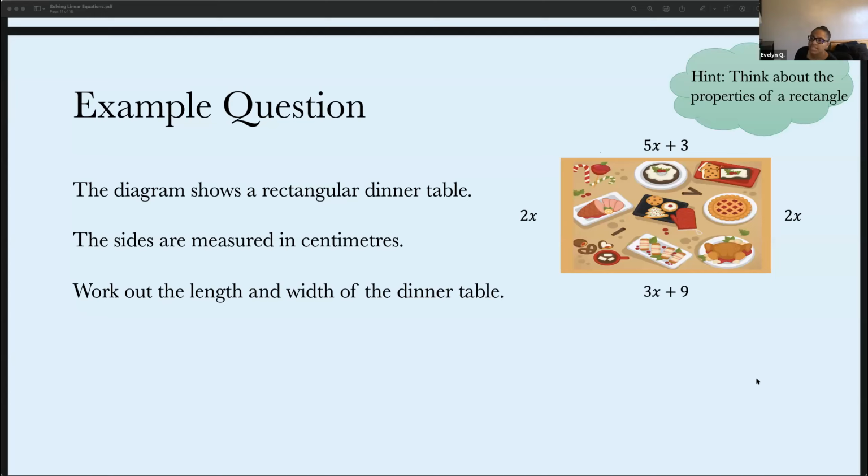So someone asked what time does the lesson end? It ends at 1:15, so it's an hour long.